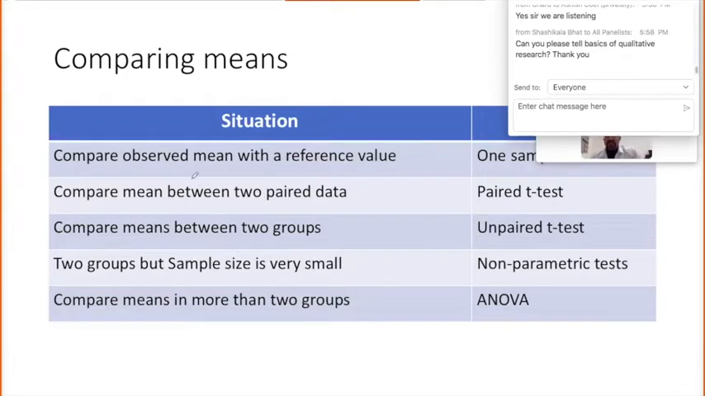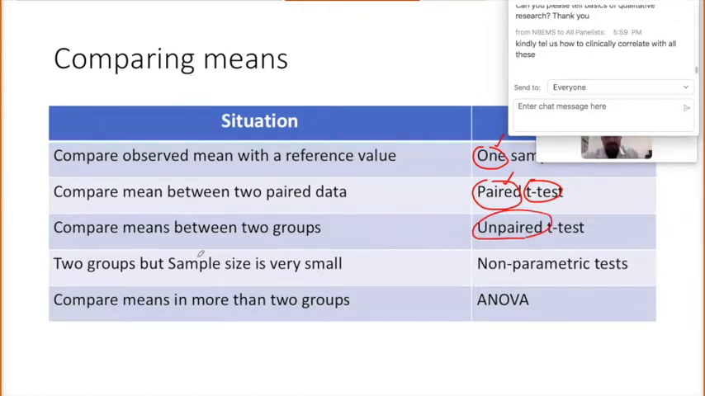So when we have to compare one observed mean with a reference value, what we use is a one sample test. Yes, we will talk about how to clinically correlate all these. We will do that in the next slide. We might be required to compare means between two paired data. Then we would use a paired t-test. So it's always a t-test when you're comparing means. It is a one sample t-test. This is a paired t-test. When you're doing it between two groups which are completely different, then it's an unpaired t-test.